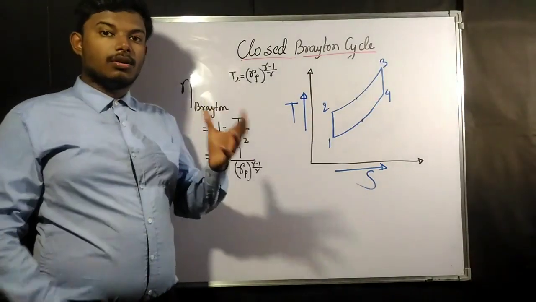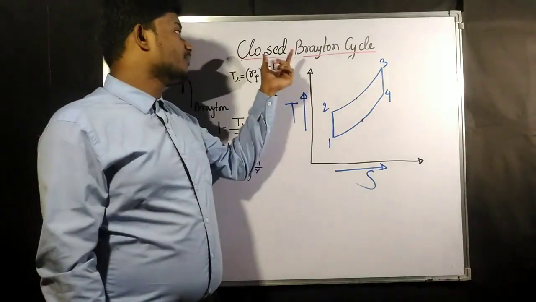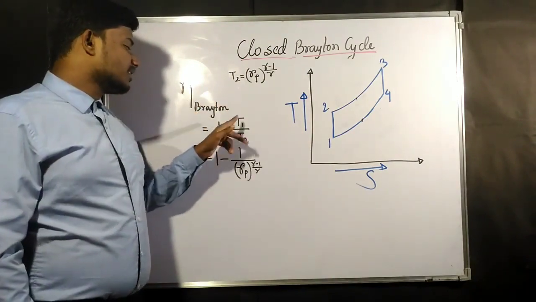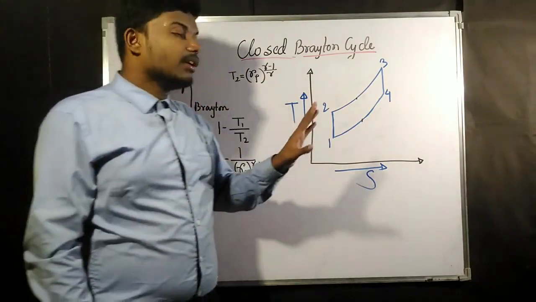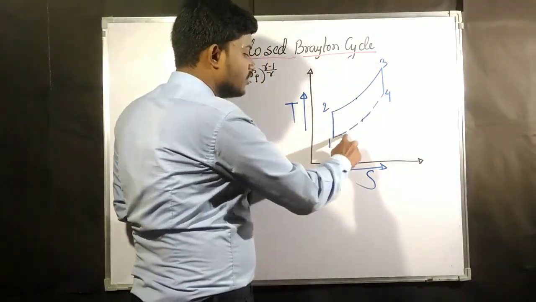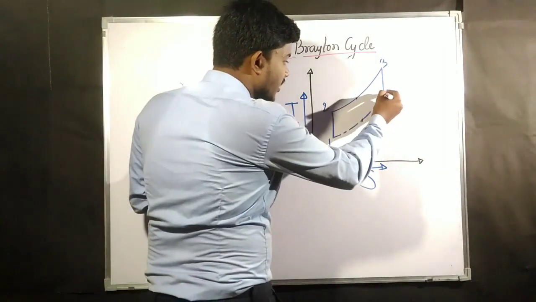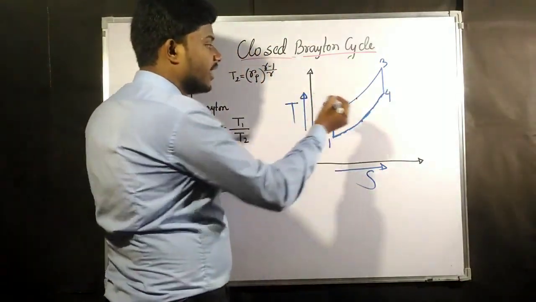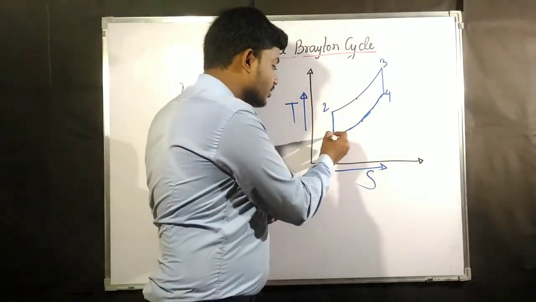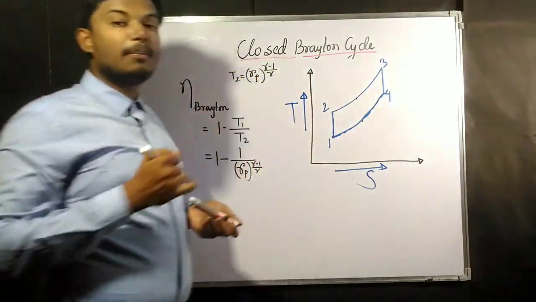So the efficiency of the closed Brayton cycle is going to be the same as the efficiency of the open Brayton cycle: 1 minus T1 by T2, exactly the same. The only difference is that in the open cycle we did not know the path, but in this closed Brayton cycle we know the path. In the previous one also, we knew that the pressure at point 1 and the pressure at point 2 were the same; only we did not know the path.